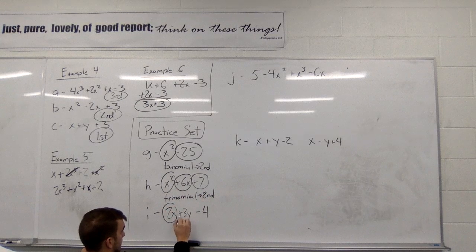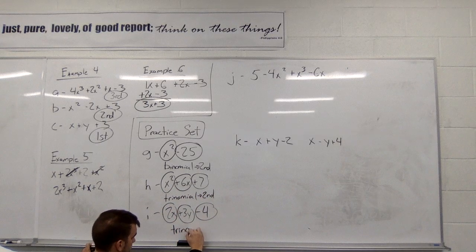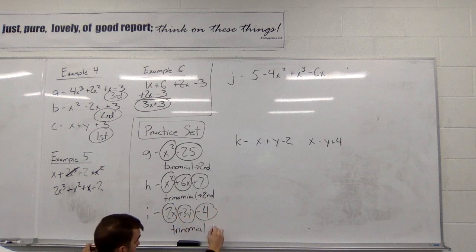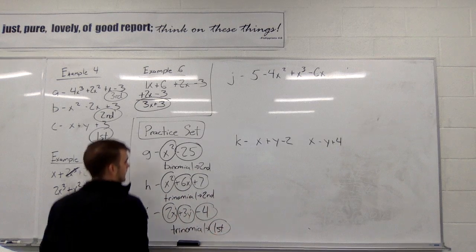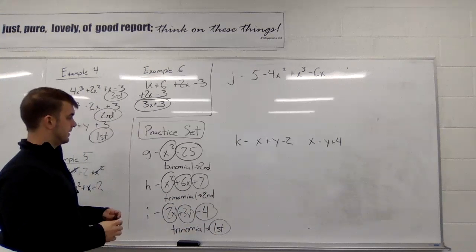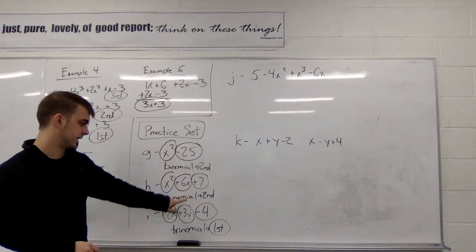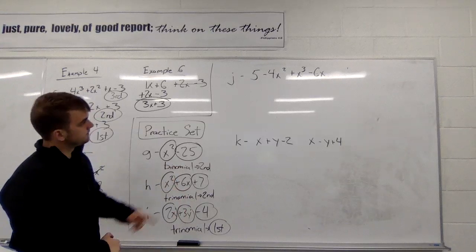You have 2x, positive 3y, and a negative 4. How many terms? 3. Trinomial. What's the highest degree? You have a 1 here, a 1 here, and a 1. So it's a trinomial to the first degree there. Just figure that out. So that's the names of it. It's a binomial second degree, trinomial second degree, trinomial first degree.